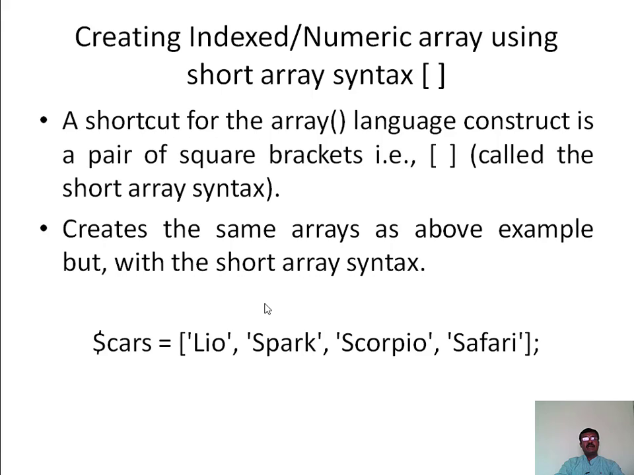Creating indexed or numeric arrays using short array syntax. A shortcut for the array language construct is a pair of square brackets, that is an open square bracket and a closed square bracket. By using this short array syntax, we can create a numeric or index-based array. In this example, I am using the short array syntax to create a numeric array.